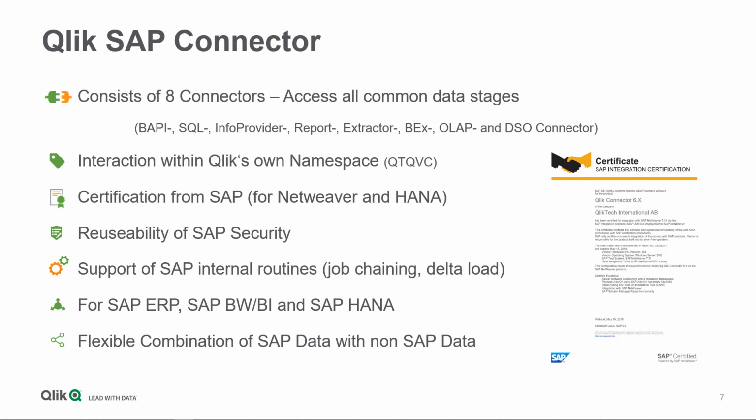The SAP integration is all about reusability. Within several areas, we are reusing existing data and metadata artifacts like tables, extractors, master data, hierarchies, and of course, security definitions. The connector can be used across the whole SAP landscape, including HANA and non-HANA based systems. Additionally, the Qlik platform can easily be used to combine SAP data with non-SAP data.